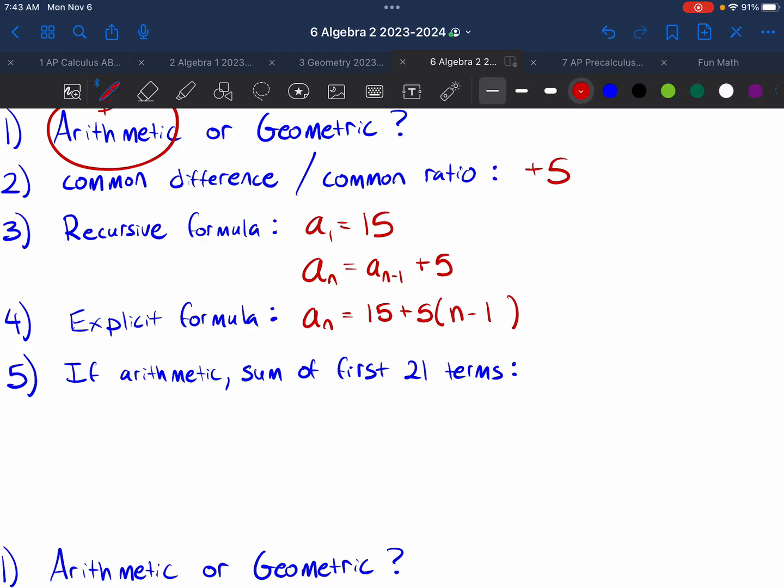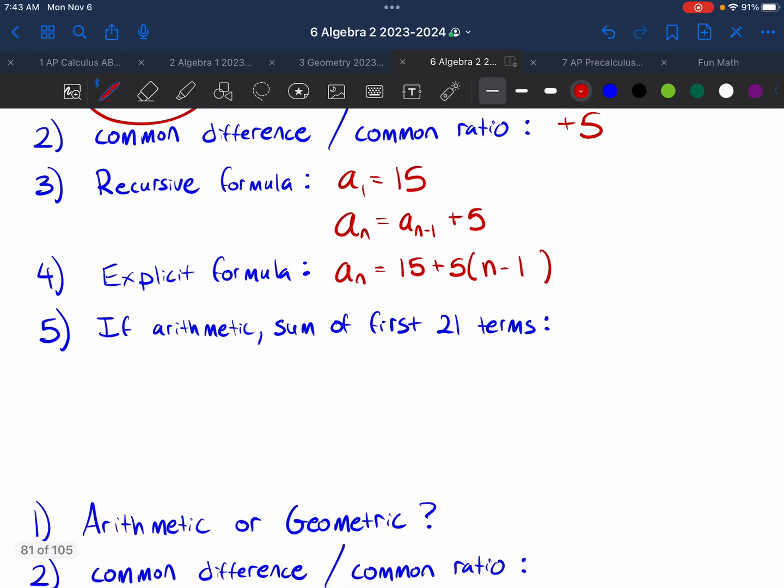The way that we do that is we look at the first term, the 21st term. So we need to find a sub 1, which we happen to have is 15. We need to find the 21st term. We need to find a sub 21. You always find the first and last terms. Well, how do I find the 21st term? I'm going to use this formula right here.